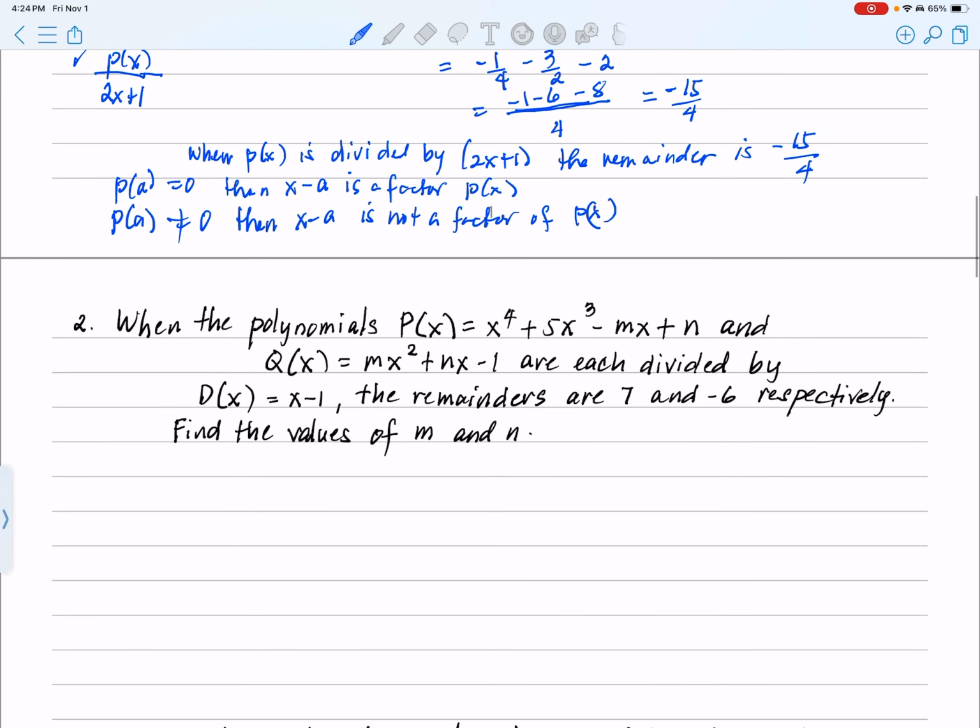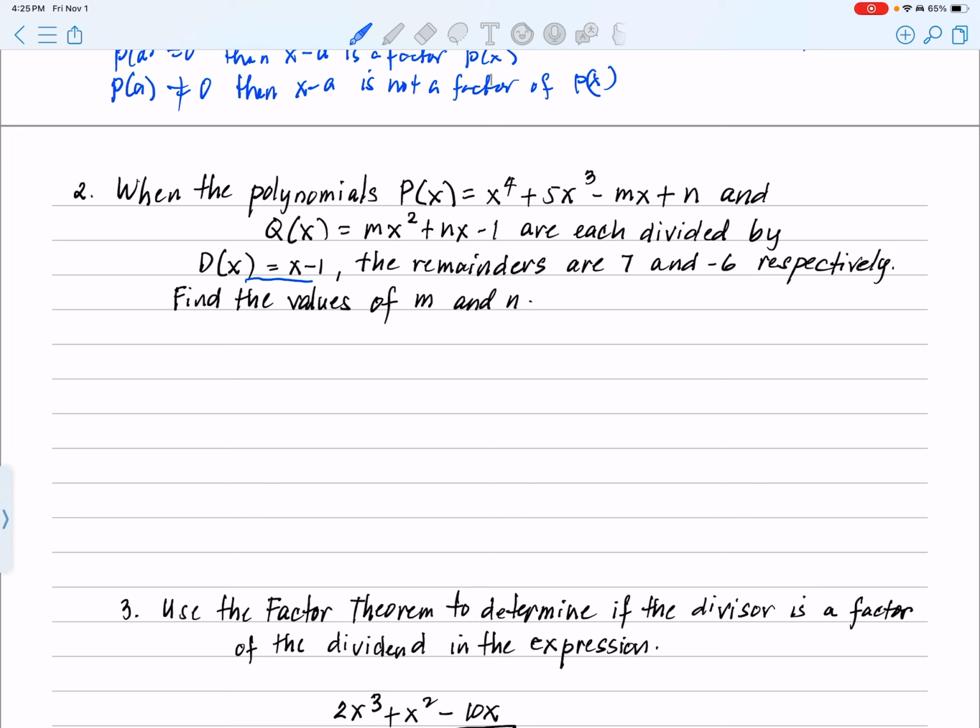All right, let's do this. When the polynomials P of X equals x to the fourth plus 5x cubed minus mx plus n, and Q of X is equal to mx squared plus nx minus 1, are each divided by d of x, okay, this might be our divisor, the remainders are 7 and negative 6 respectively. Find the values of m and n.